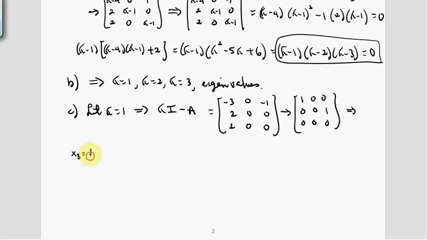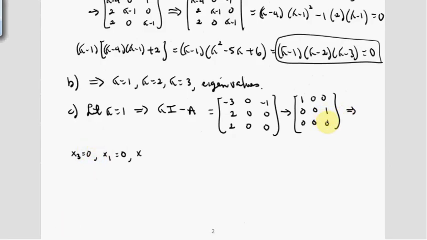So I take this, and this implies here that x sub 3 is equal to t, x sub 1 is equal to 0. Excuse me, this is x sub 3 is equal to 0. 1 times x sub 3 is equal to 0, so x sub 3 is equal to 0, excuse me there.